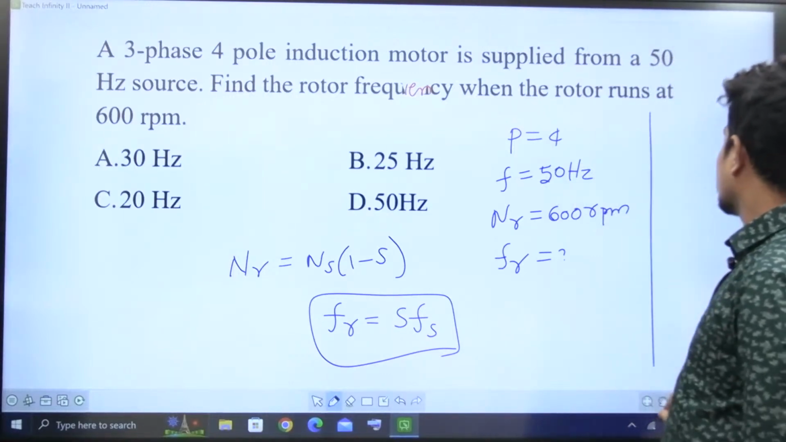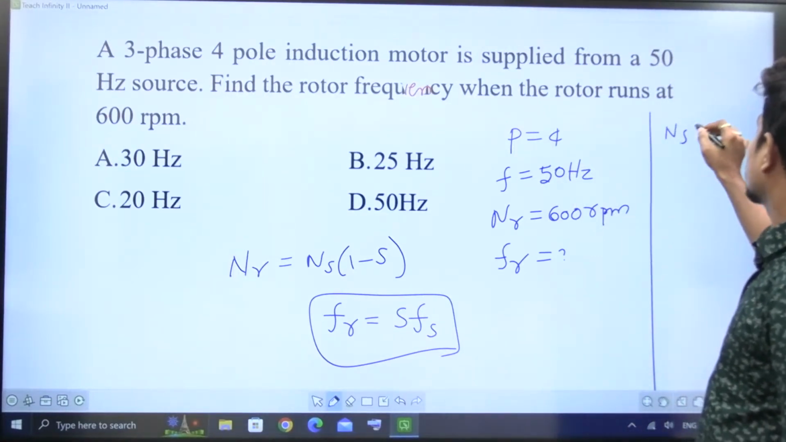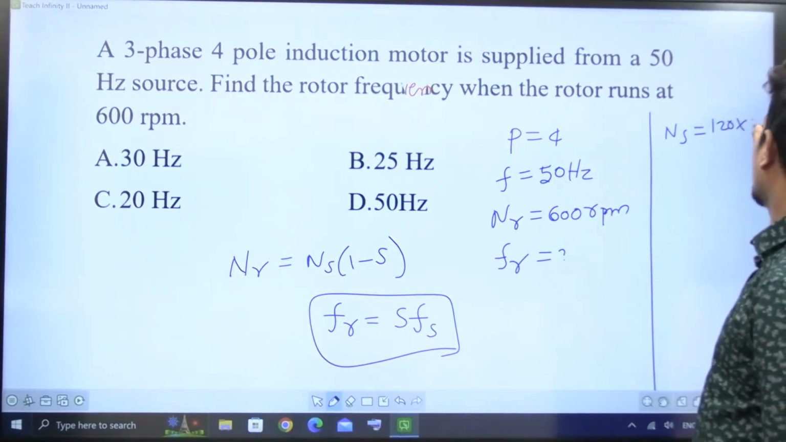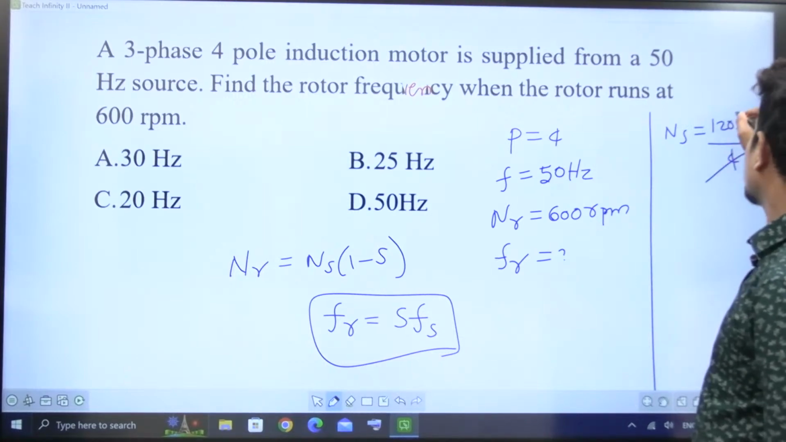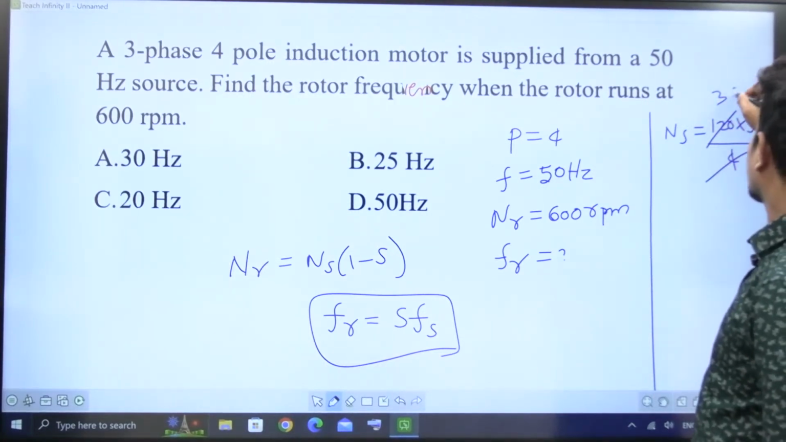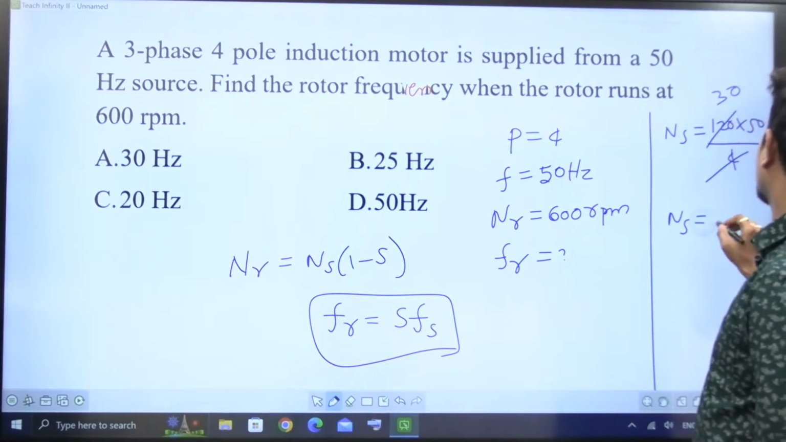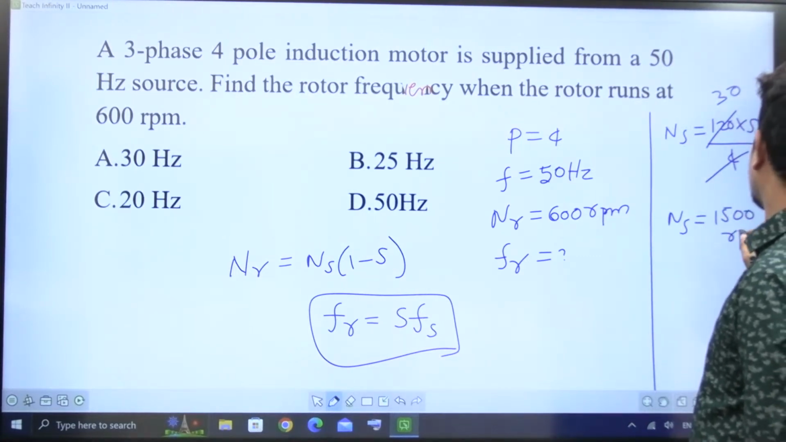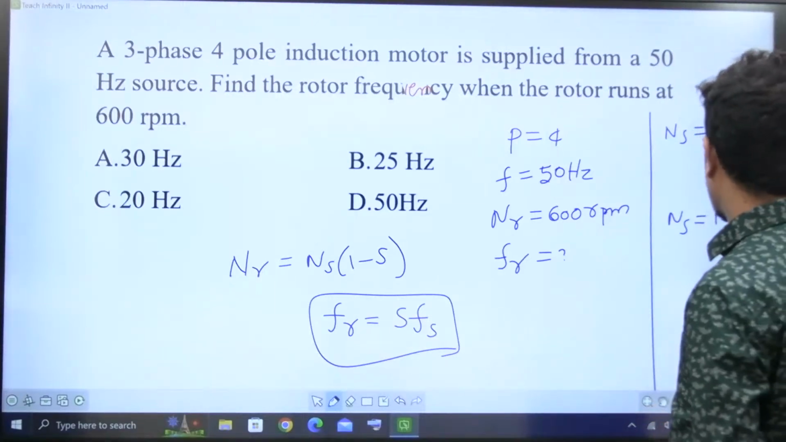First of all, NS is equal to 120 into F by P. P is 4 poles, F is 50. So how much is it? NS is equal to 1500 rpm is the speed.